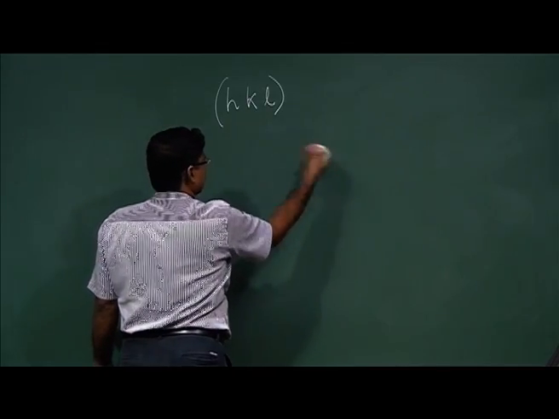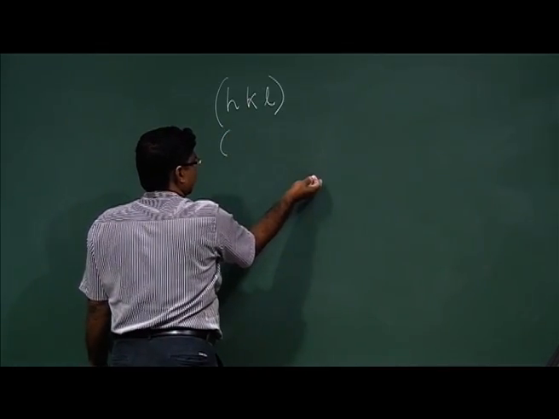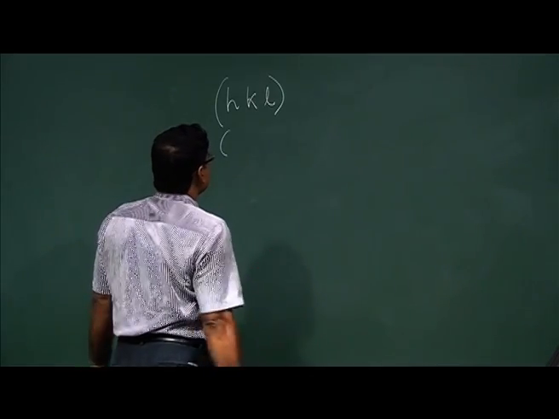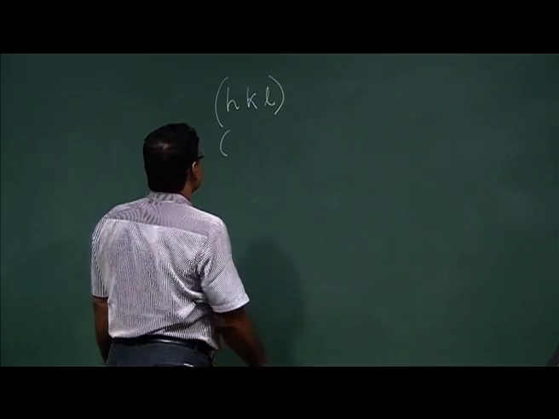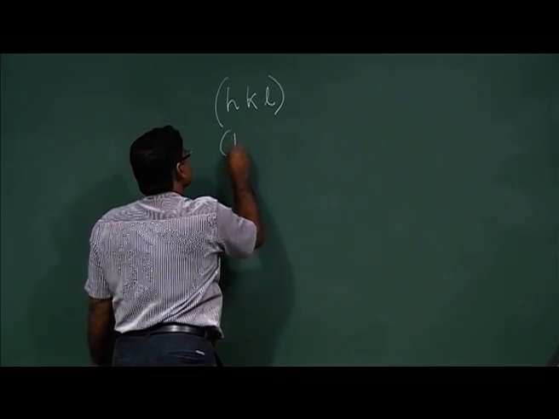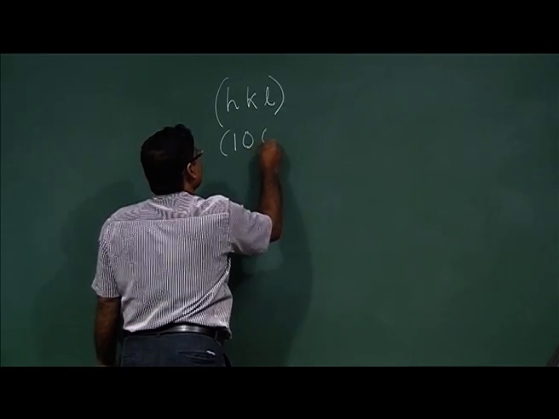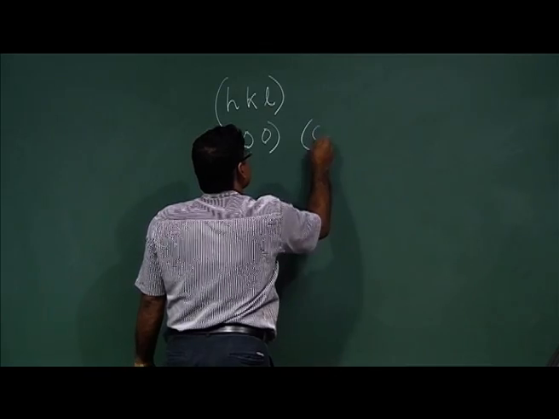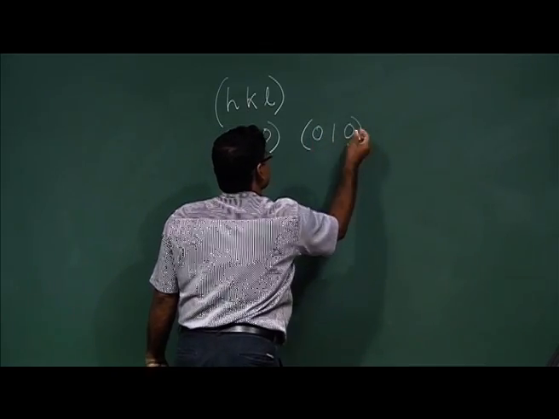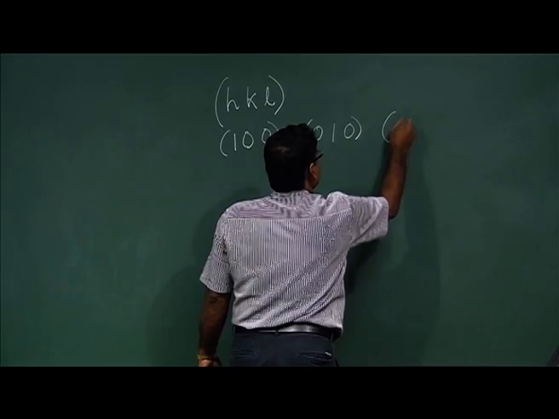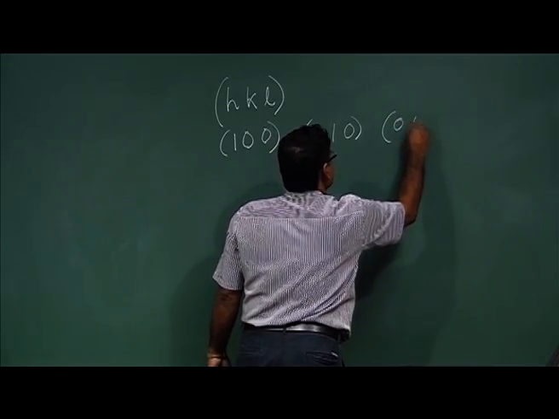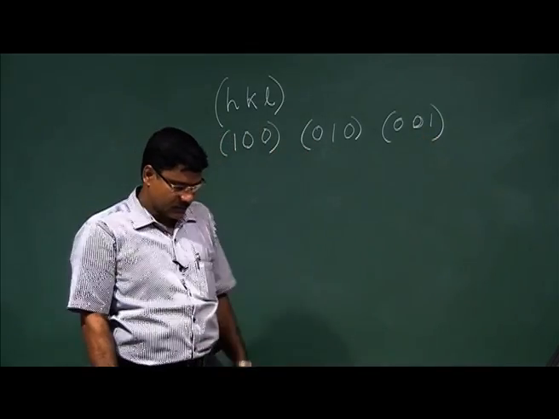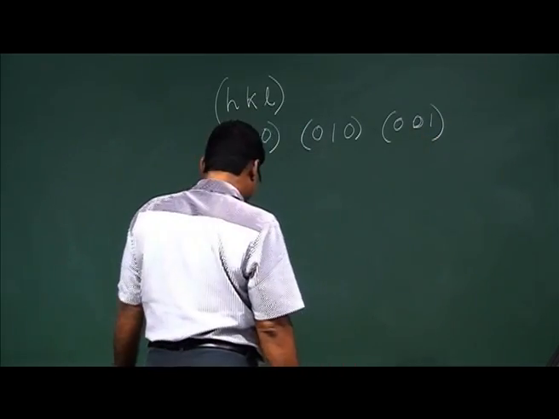So, for a cubic crystal, from just the faces of the unit cell, there we have seen 3 planes: (1 0 0), (0 1 0) and (0 0 1). Right. So, 3 planes we have seen.